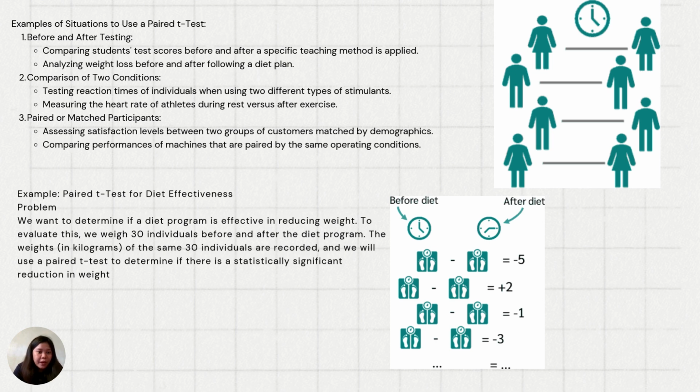Example, paired t-test for diet effectiveness. Problem: we want to determine if a diet program is effective in reducing weight. To evaluate this, we weigh 30 individuals before and after the diet program. The weights in kilograms of the same 30 individuals are recorded, and we will use a paired t-test to determine if there is a statistically significant reduction in weight. Example, before diet and after diet.